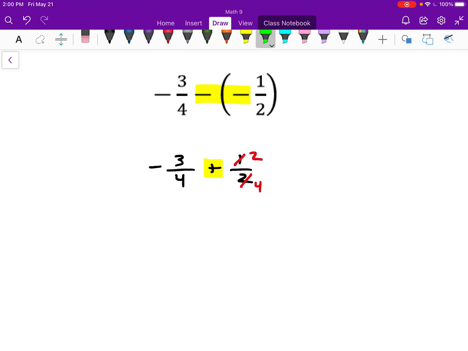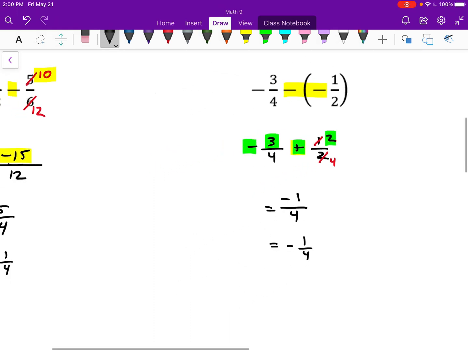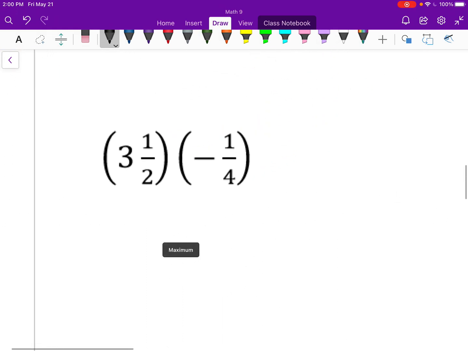And now focus on what I have in the numerator. I have negative 3 plus 2. So negative 3 plus 2 is negative 1 over 4. And that's already in lowest terms. That's great. And keep in mind, negative 1 over 4 is the same as negative 1/4. If one of these looks nicer to you, sure, write that down. But what matters is it's the same thing, or they're equivalent.